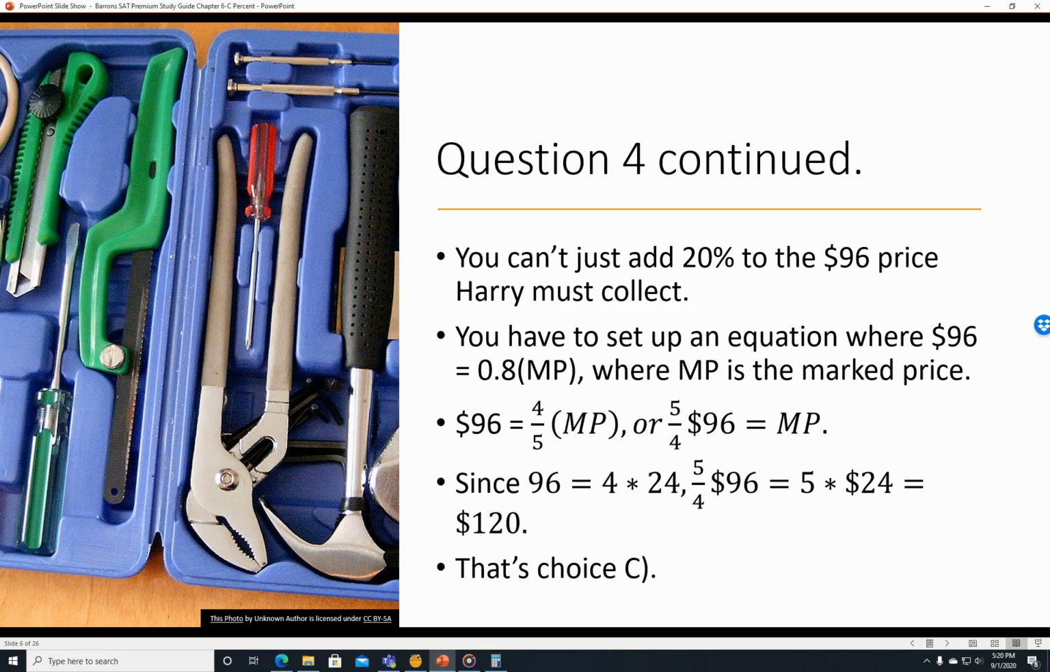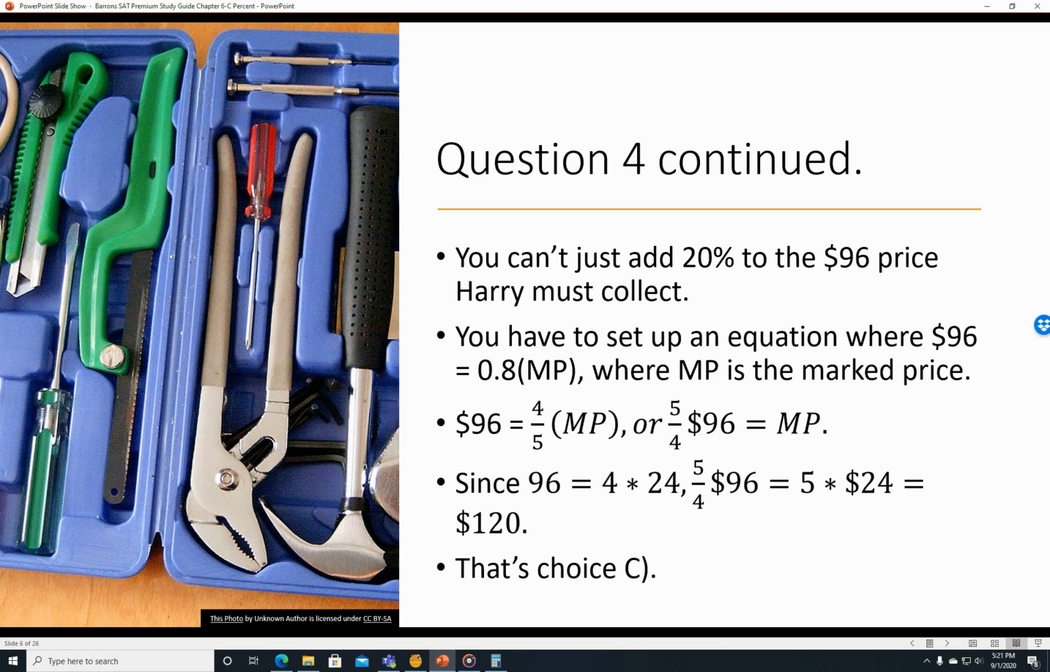You do have to set up an equation where $96 is equal to 0.8, 80%, times MP, where MP is the marked price. You can use whatever variable you want. I just figured MP works pretty well. So $96 is equal to 4/5 of MP, because 4/5 is equal to 0.8.